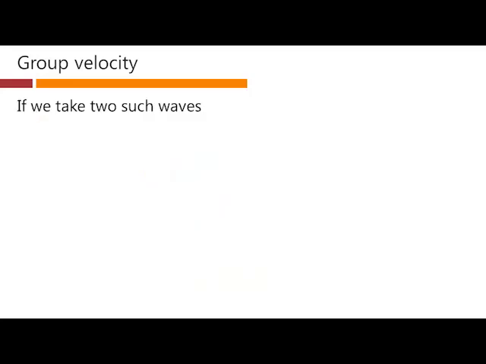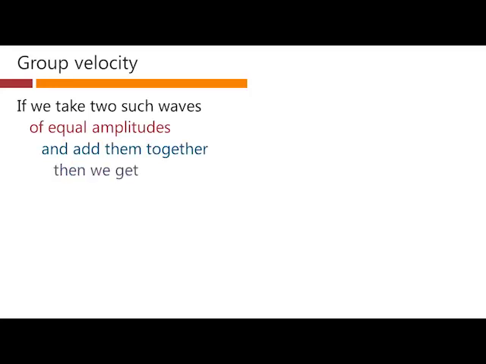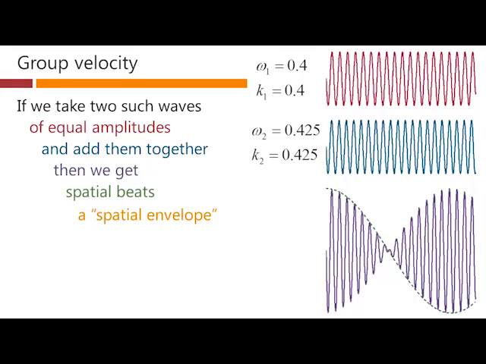So let's take two such waves of equal amplitudes and add them together. What we'll see are spatial beats, a kind of spatial envelope over the underlying wave. So here are the two waves we're going to add together, the red one and the blue one, and what we get as a result is the purple one. And you'll see that the purple one fits under a kind of envelope that is given by this sketched, dashed green line.